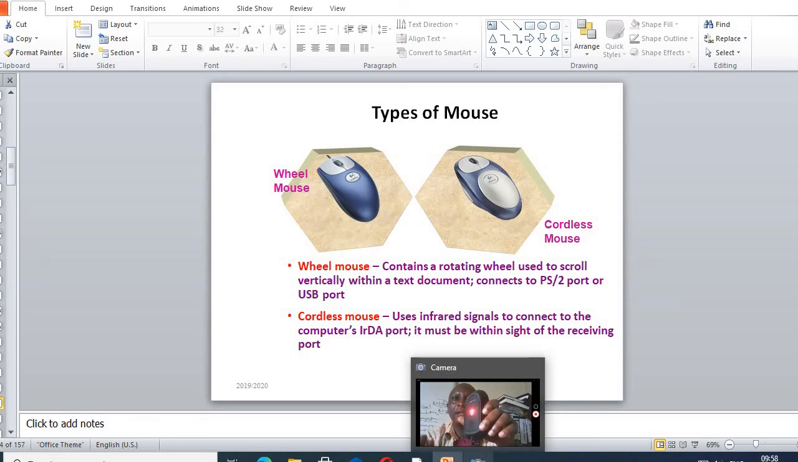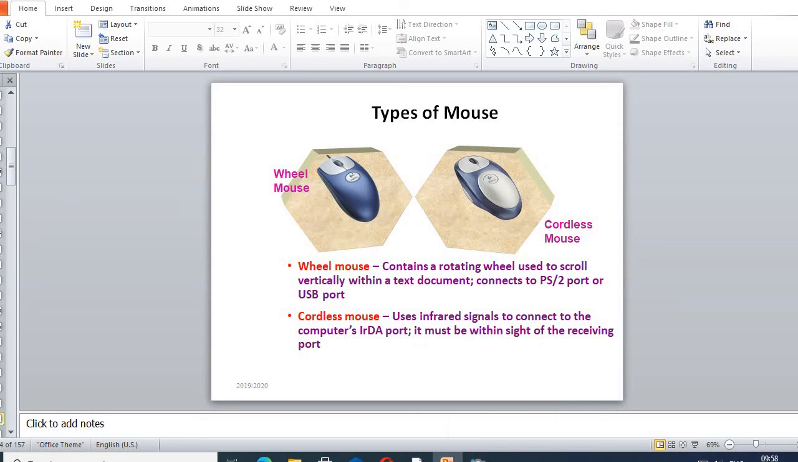Are you getting that? But this one here is a cordless mouse, that is a light. It uses infrared signals to connect to the computer, an IRDA port. It must be within the sight of the receiving port. Are you getting that? So this one must be connected to the port. That's a cordless mouse.